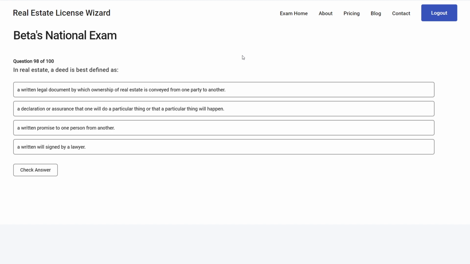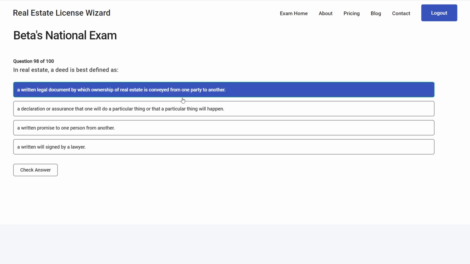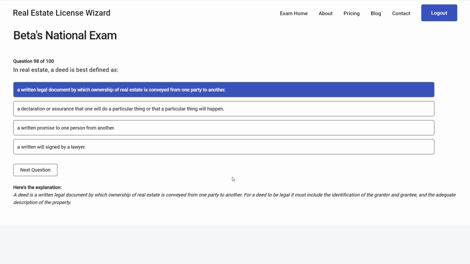All right, did you guys come up with it? Hopefully. Correct answer is the first option. It's a written legal document in which ownership of real estate is conveyed from one party to another. That's a deed. It's as simple as that. But for a deed to be legal, obviously it must include the identification of a grantor and grantee and the adequate description of the property.